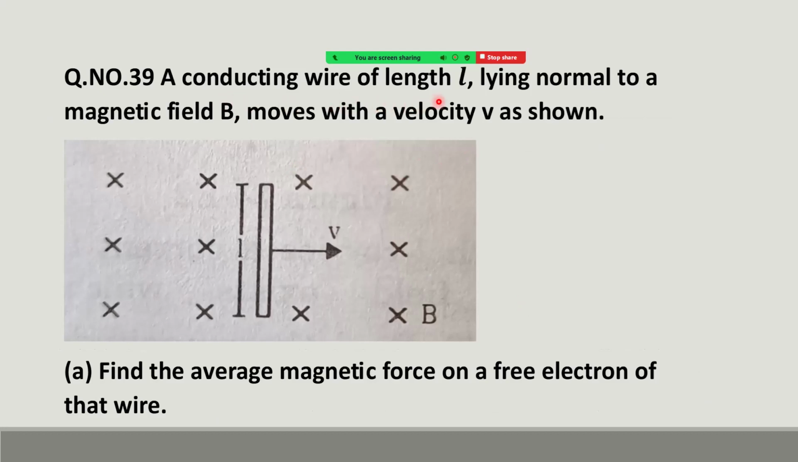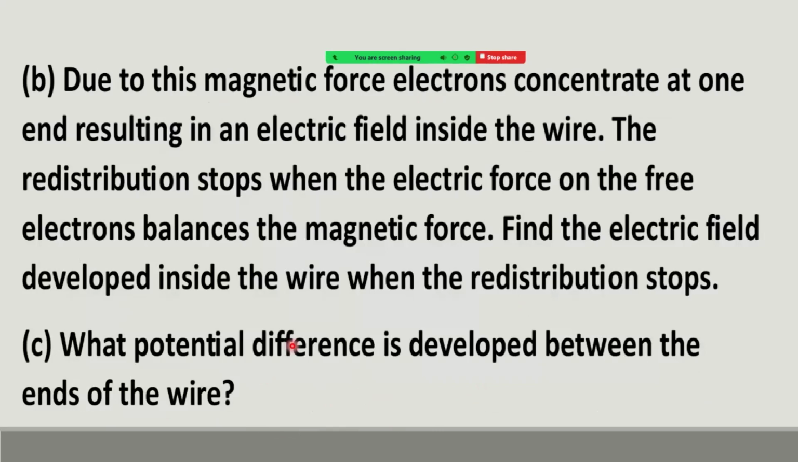A conducting wire of length L lying normal to a magnetic field B moves with a velocity V as shown. Find the average magnetic force on a free electron of that wire. Next, given that due to this magnetic force, electrons concentrate at one end, resulting in an electric field inside the wire. The redistribution stops when the electric force on the free electrons balances the magnetic force. Find the electric field developed inside the wire when the redistribution stops. And finally, we have to calculate the potential difference developed between the ends of the wire.